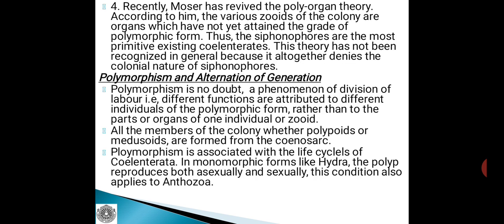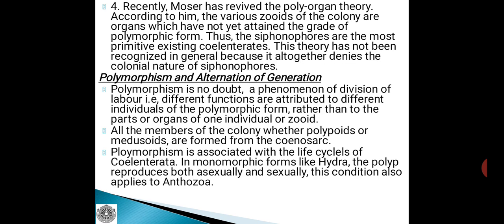Now, coming to polymorphism and alternation of generation. You know what alternation of generation is? It is nothing but metagenesis, wherein the sexual phase is alternated by an asexual phase. Polymorphism is no doubt a phenomenon of division of labor, that is, different functions are attributed to different individuals of the polymorphic form rather than to the parts or organs of one individual or zooid. All the members of the colony, whether polypoids or medusoids, are formed from the cenozoarch.